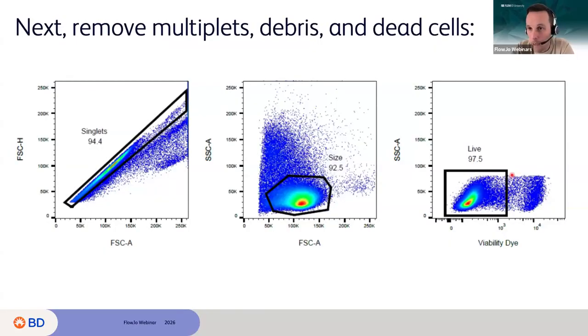All right, so we removed any technical anomaly coming from the instrument. So now we want to remove any event that we're not interested in. So we want to remove the doublets, the debris, and the dead cells.